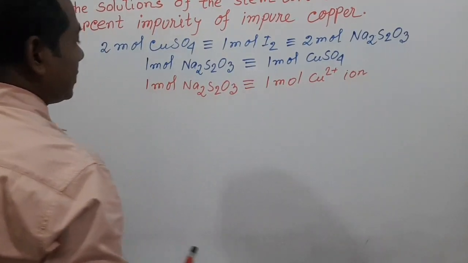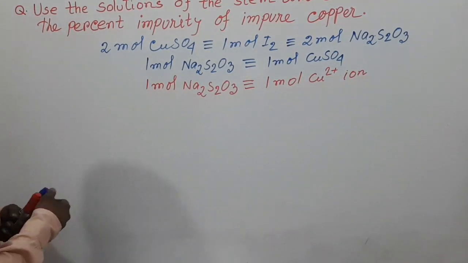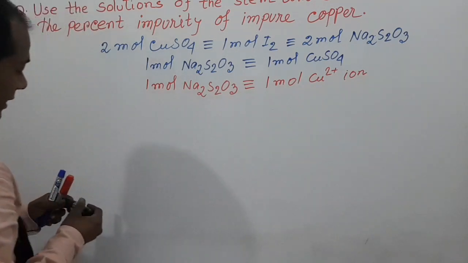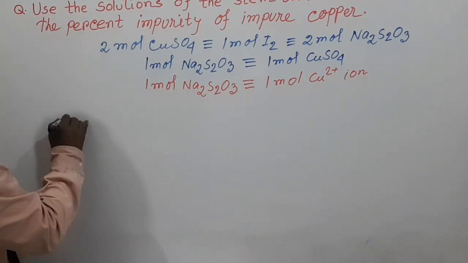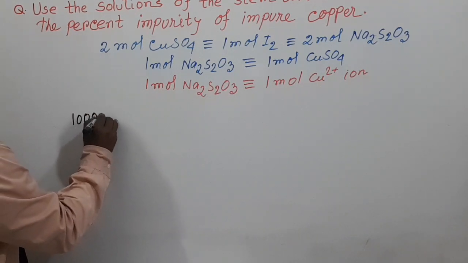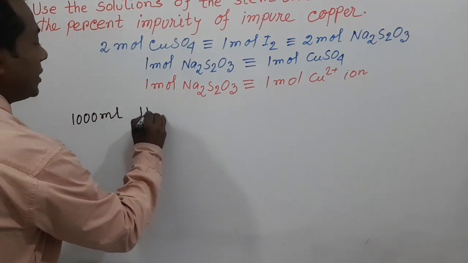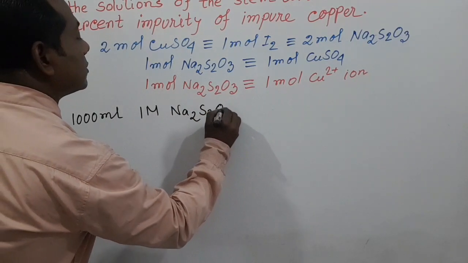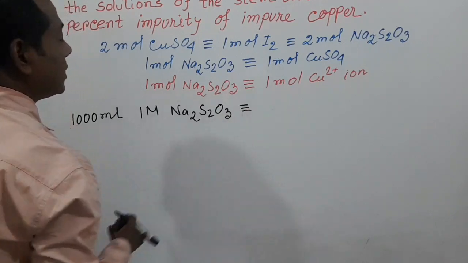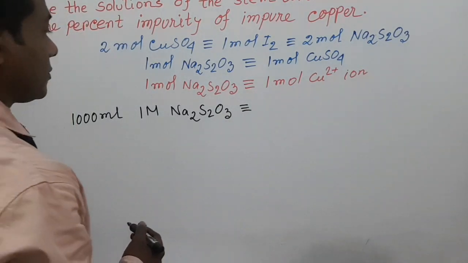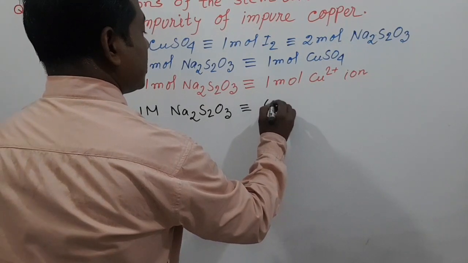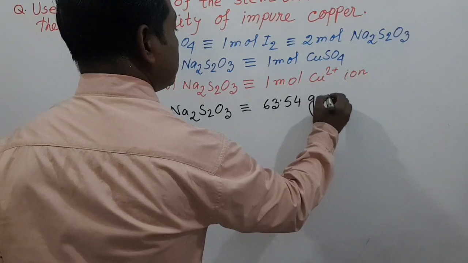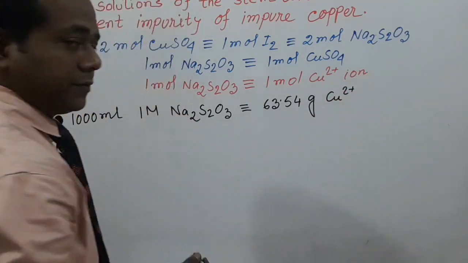My dear students, here we can see that 1 mole sodium thiosulfate is equivalent to 1 mole copper 2 plus ion. So we can write 1000 ml 1 molar sodium thiosulfate solution is equivalent to 63.54 gram copper 2 plus ion.